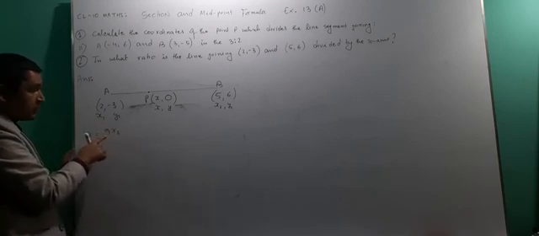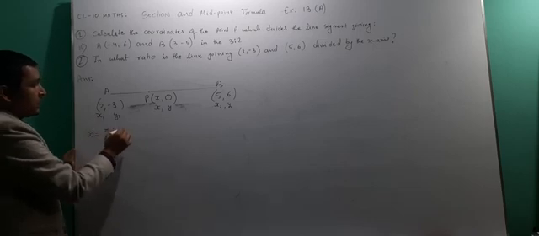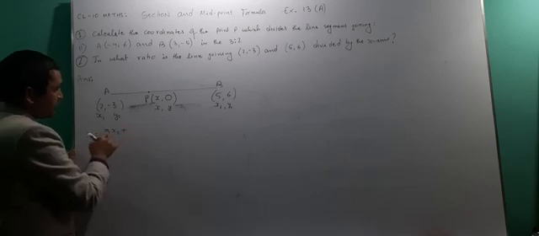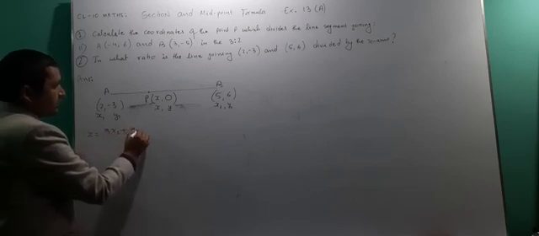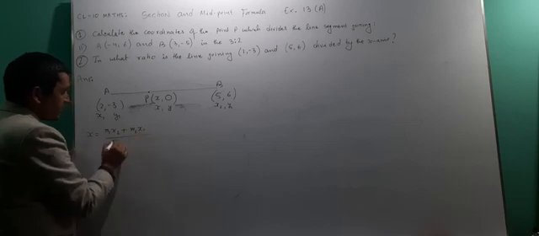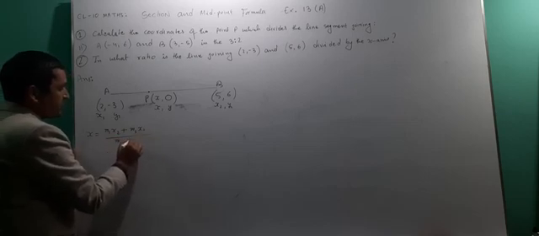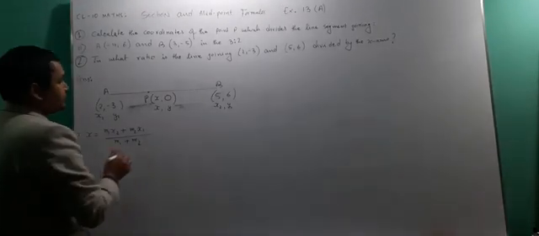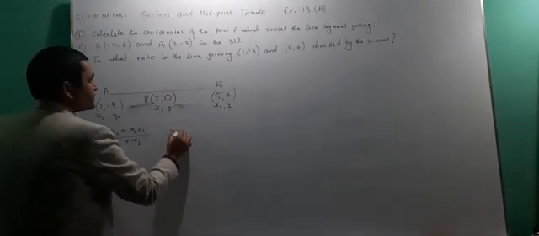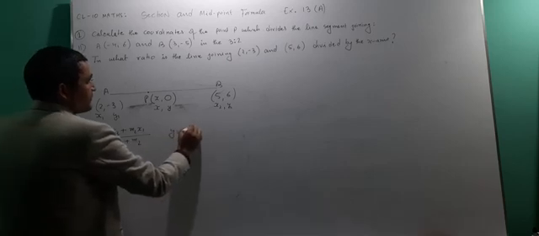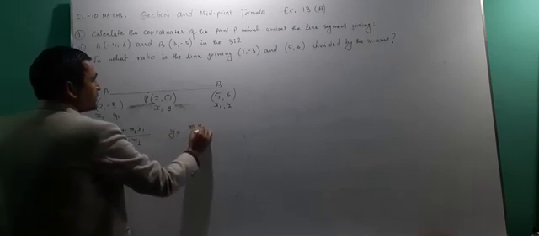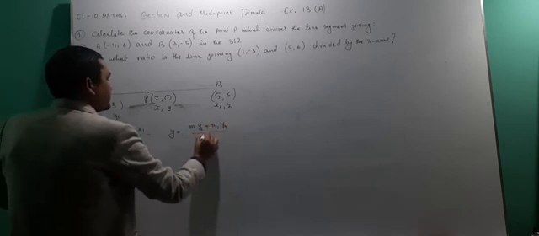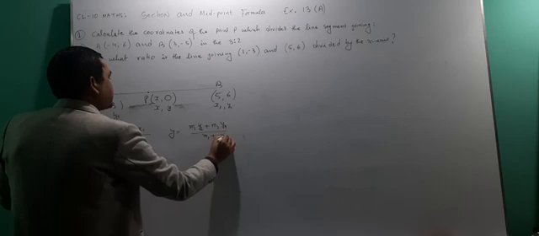I think you got the clue how to get the formula, and we already discussed it in the introduction part. Please go through that video. Then x equals m1 x2 plus m2 x1 divided by the sum of the ratio, m1 plus m2. Then y equals, what is the formula? m1 y2 plus m2 y1 divided by m1 plus m2.